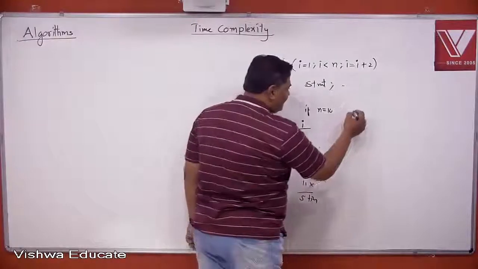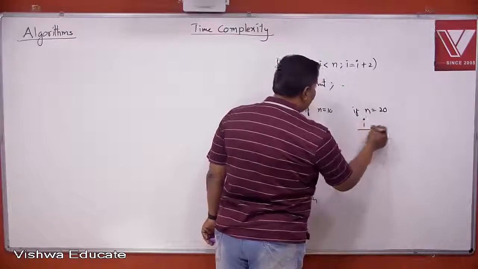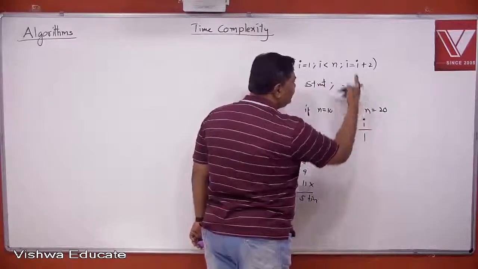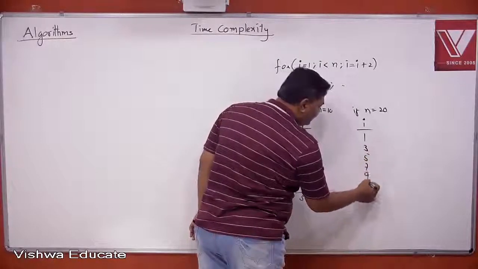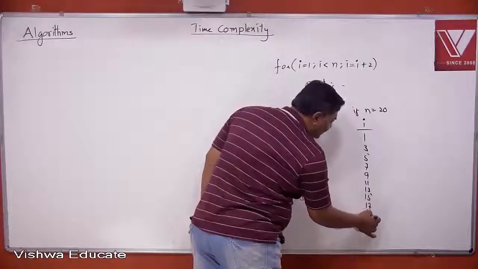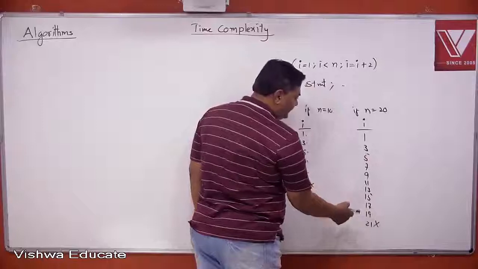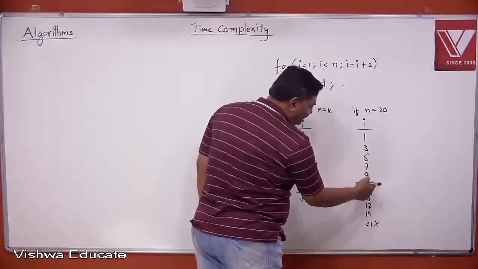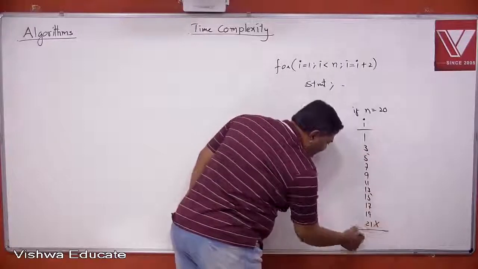If n is equal to 20, then how will i take the values? I will be initially 1, then plus 2, it becomes 3, then 5, 7, 9, 11, 13, 15, 17, 19, 21. It will stop because it became greater than 20. So 1, 2, 3, 4, 5, 6, 7, 8, 9, 10. So this is executing 10 times.